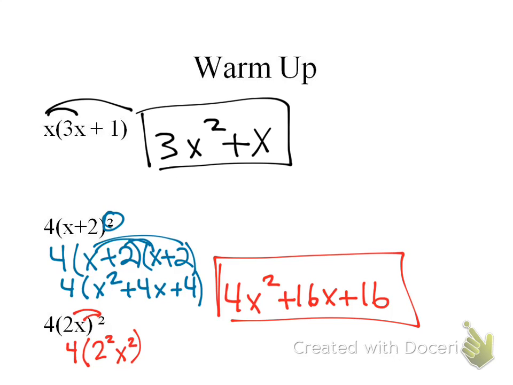Again, you cannot multiply through by the 4 yet because you have to do the exponent first. And here we can follow the exponent rules that we learned last week. So this is going to be 4 times 4 x squared, which gives us 16x squared. So just a little bit of a review on where these exponents come into play, especially when you consider the order of operations. Any questions on why we did a certain warm-up in a certain order?